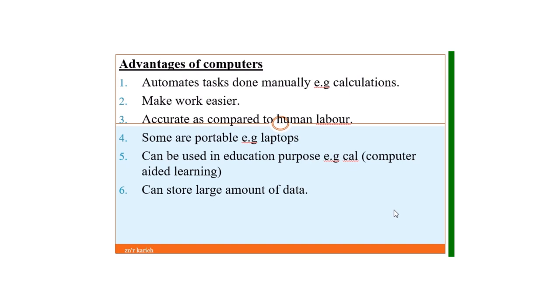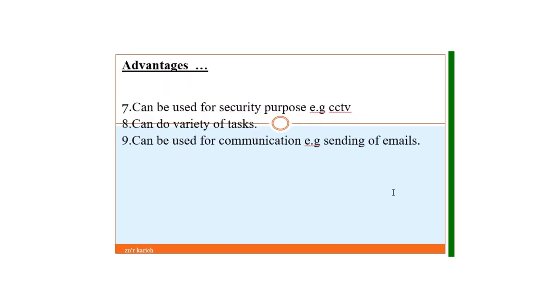When you continue with the advantages, you can say that computers can also do tasks that are done manually. They can be used for security purposes, e.g. for CCTV. They can also do a variety of tasks. A computer can be typing, downloading, and you are listening to music at the same time. That is, it can multitask. Number nine, a computer can be used for communication purposes, e.g. sending emails, sending memos, etc. That is, a computer can be used to communicate from one person to another.